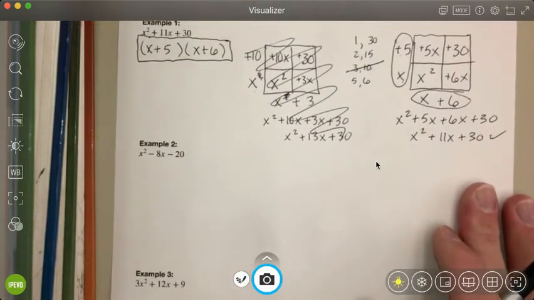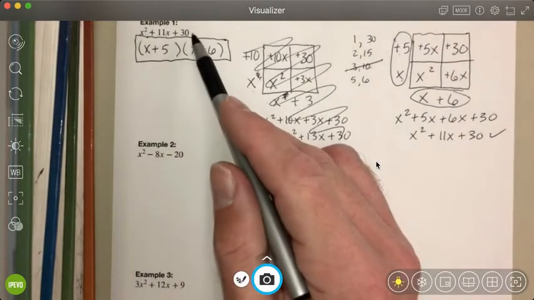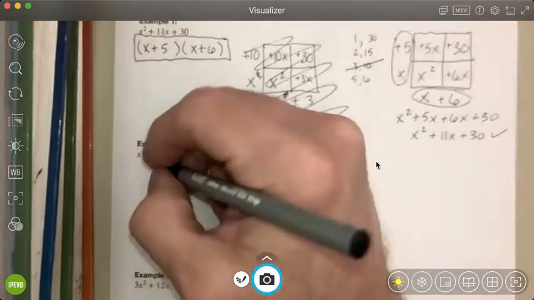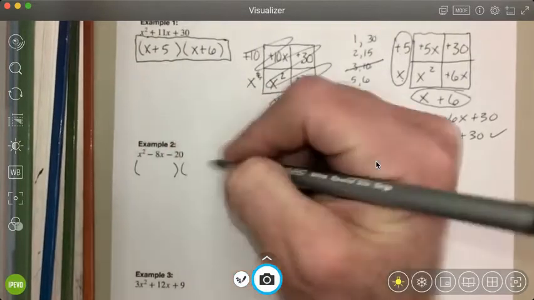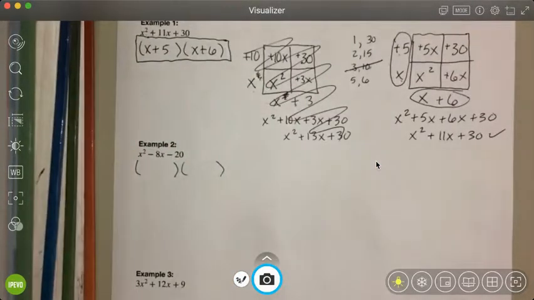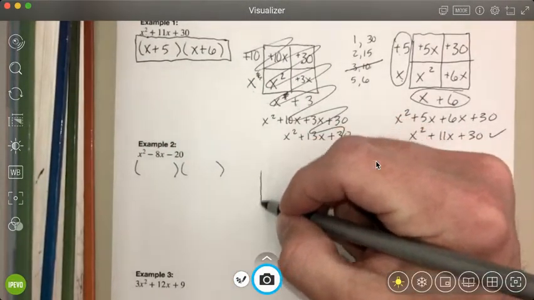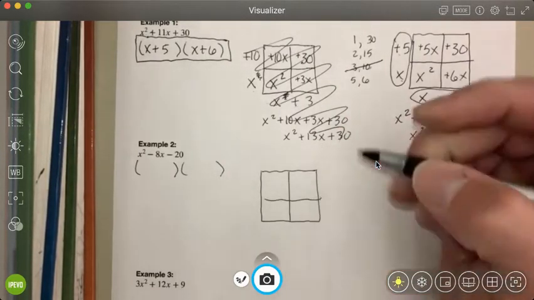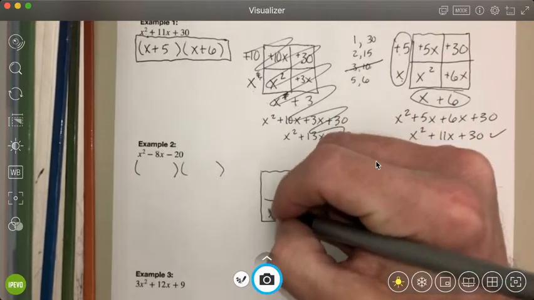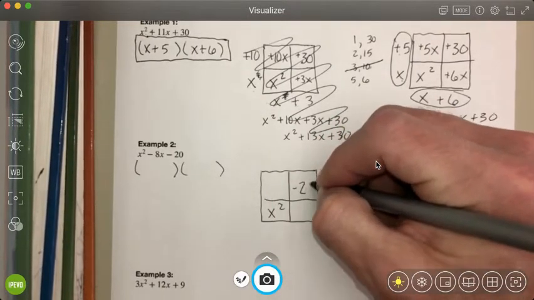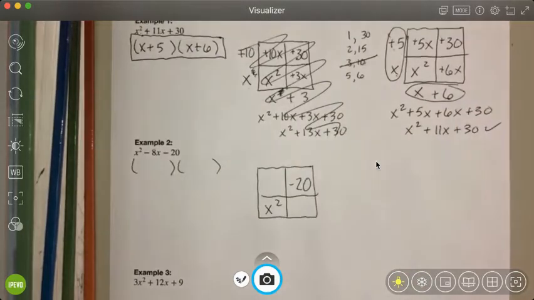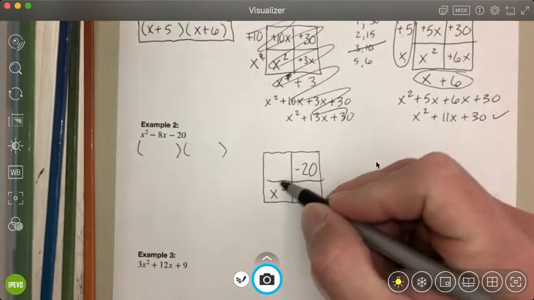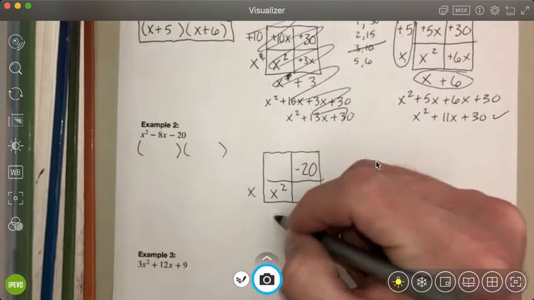All right, so these were all positives. The picture gets a little bit more complicated when I start to throw some negatives in. Once again, when I'm factoring this one, I'm looking for the two things that multiply. If I make my box, I know I'm going to have x squared, sorry for my terrible box, and a minus 20. And I know the only possibilities to get me x squared are x and x.